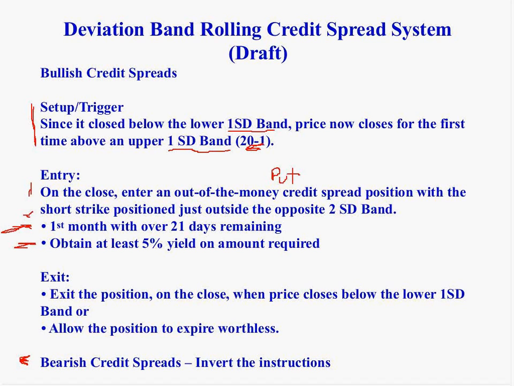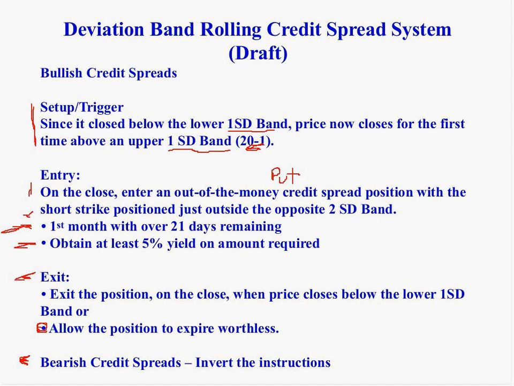Okay. Now, exiting. How do we get out of this? 2 ways. One, well, the second one. If the thing just stays in an uptrend forever, just let the position expire worthless. Okay, it goes on to the expiration and it still hasn't reversed course. We'll let it go and expire worthless.